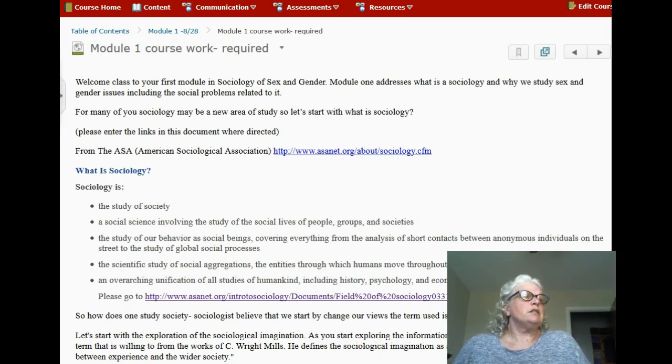Sociology is the study of society. It is a social science involving the study of the social lives of people, groups, and societies. It studies our behavior as social beings, covering everything from the analysis of short contacts with one another. Simmel looks at the introduction of a stranger in a room and how we react to that. Some researchers look at topics such as suicide and how it affects society as a whole and what brings it into place. It looks at the global picture of social processes, and it looks at the individual.